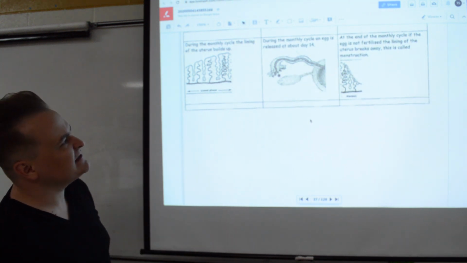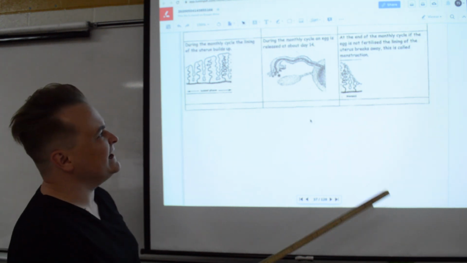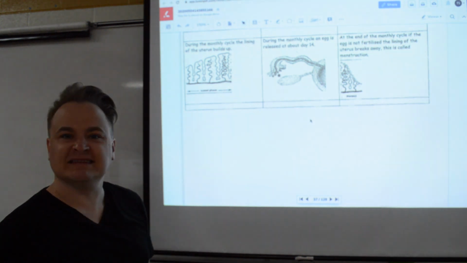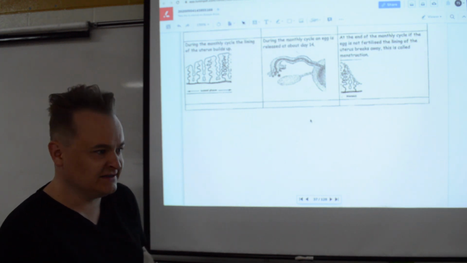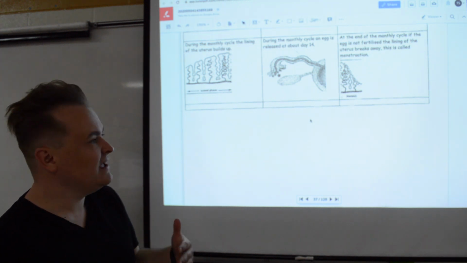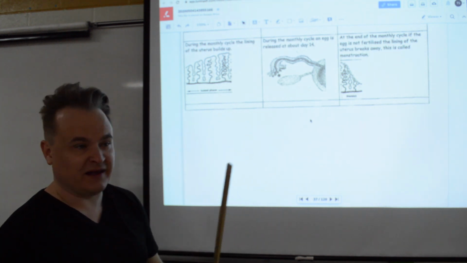At the end of the monthly cycle, if the egg is not fertilized, the lining of the uterus breaks away, and this is called menstruation. The lining of the uterus sheds, gets rid of all that blood and nutrients to keep a baby alive or keep the egg alive, and it's shed, and that's when a woman gets her period.